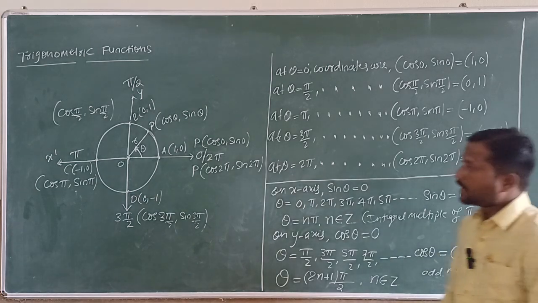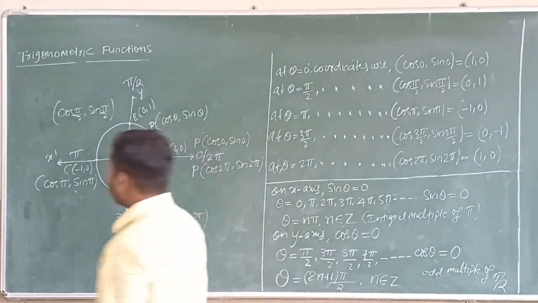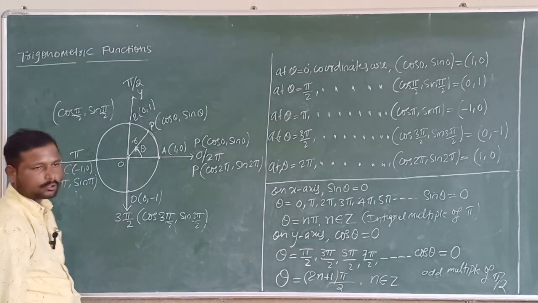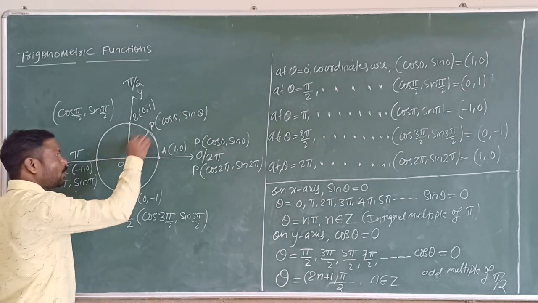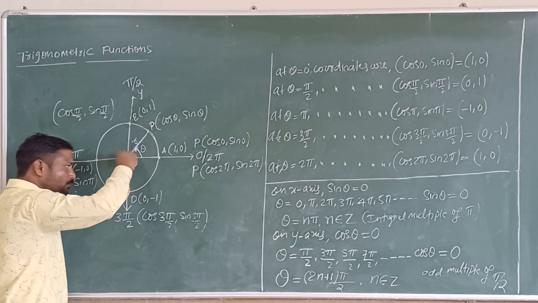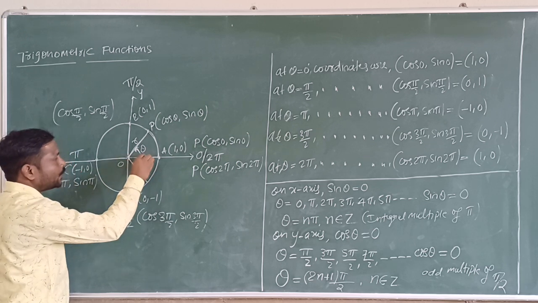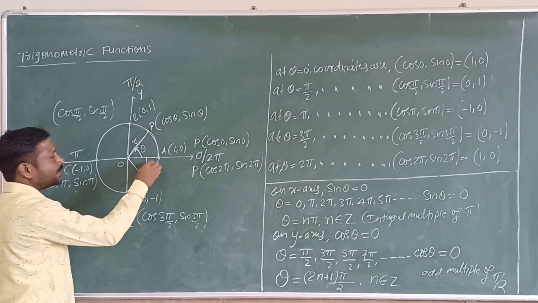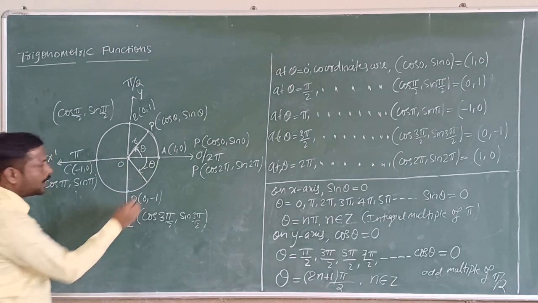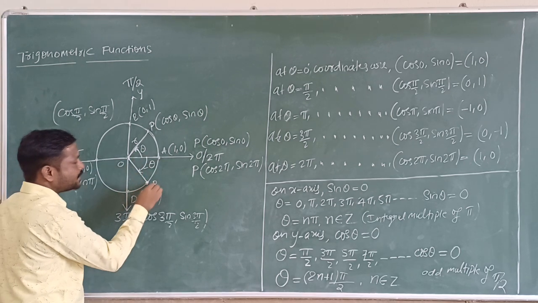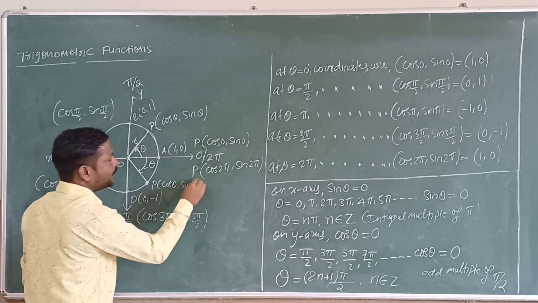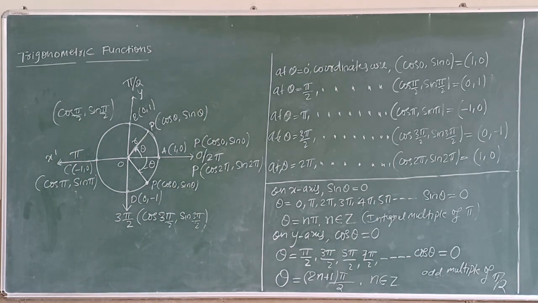Take care, if the revolving line is moved towards the anti-clockwise direction, it forms positive angles. If it moves in the clockwise direction, then it forms which angles? Negative angles, minus theta. Now this one is plus theta. What is the coordinate of the point here? Same only: P of cos theta and sin theta.